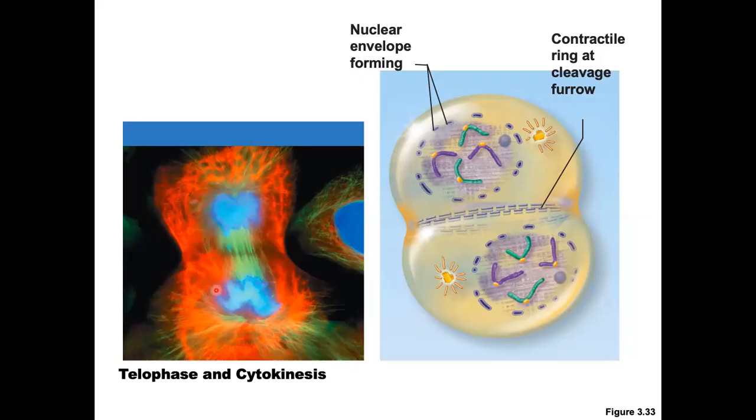And then the nuclear envelope is going to reform around the chromosomes. So here's a picture. Nuclear envelope forms around the chromosomes. Here's a cleavage furrow splitting the cells into 2, so splitting one cell into 2. And then these chromosomes are going to uncoil. And that's telophase and cytokinesis. I consider cytokinesis part of telophase.